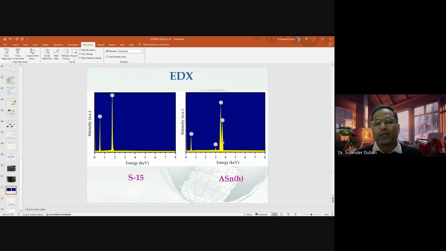Here, at this energy, we see Ag, tin, and oxygen. Here this is bare SBA-15, with simply silica and oxygen. But in the second spectrum, silver, tin, and oxygen.